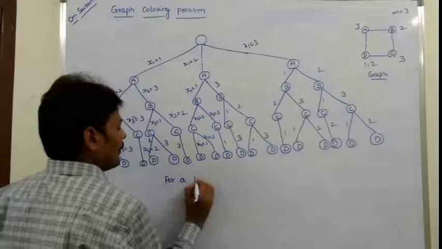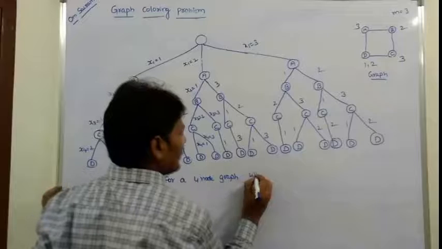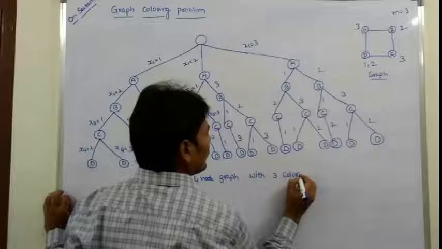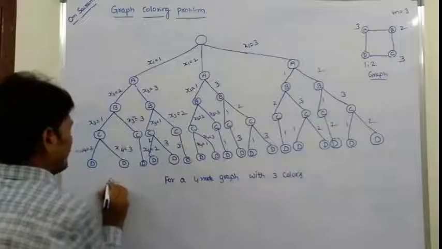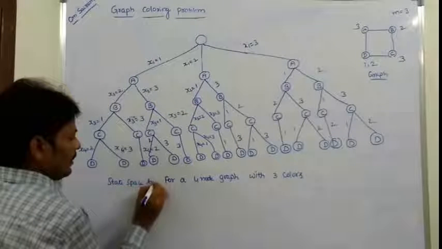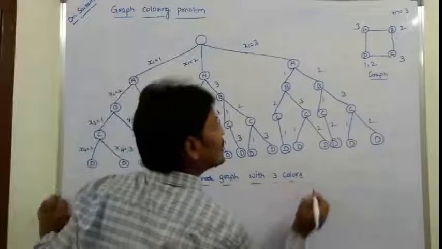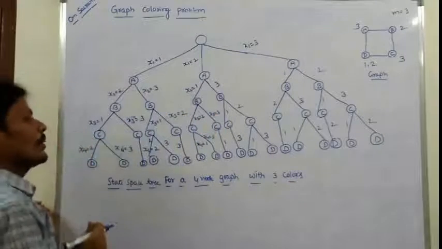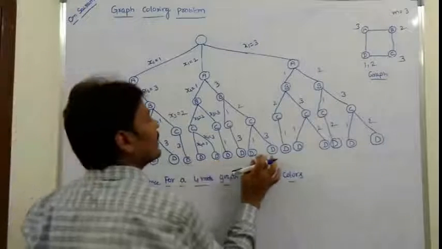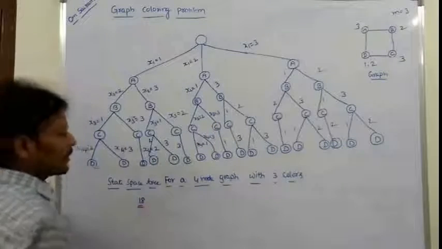For a 4-node graph with 3 colors, state space tree. So this is the state space tree for a 4-node graph with 3 colorings. How many solutions are there? 1, 2, 3, 4, 5, 6, 7, 8, 9, 10, 11, 12, 13, 14, 15, 16, 17, 18. So 18 solutions are there.